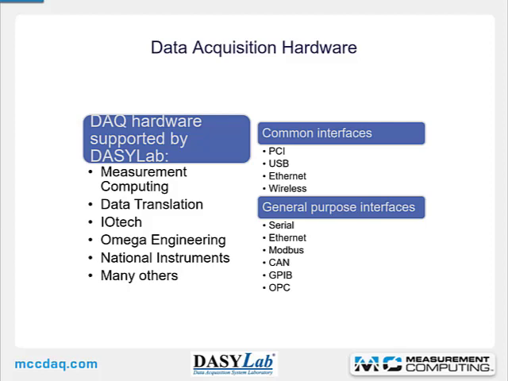We support a wide variety of Modbus connected devices via Modbus RTU and Modbus TCP/IP. We support the CAN bus primarily through National Instruments CAN, but also through Exact and Vector CAN devices. And we support IEEE 488 or GPIB. We recommend that you use an NI or NI compatible GPIB card to work with DASYLab.